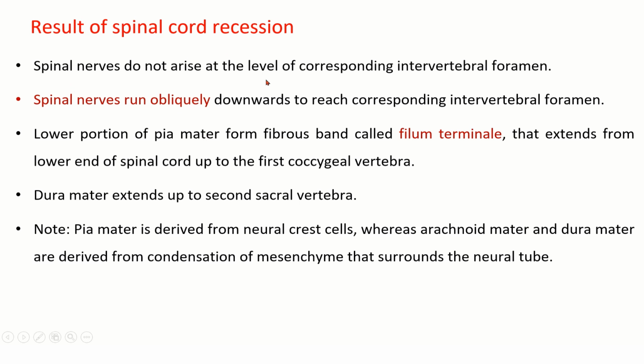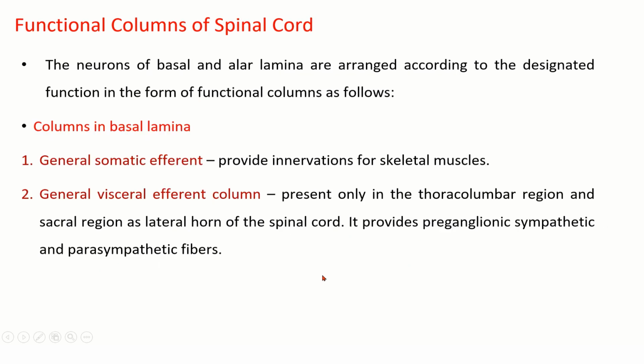Spinal nerves do not arise at the level of corresponding intervertebral foramina. Spinal nerves run obliquely downwards to reach corresponding intervertebral foramina. The lower portion of pia mater forms a fibrous band called filum terminale that extends from the lower end of spinal cord up to the first coccygeal vertebra. Dura mater extends up to the second sacral vertebra. The pia mater is derived from the neural crest, whereas arachnoid mater and dura mater are derived from the condensation of mesenchyme that surrounds the neural tube.